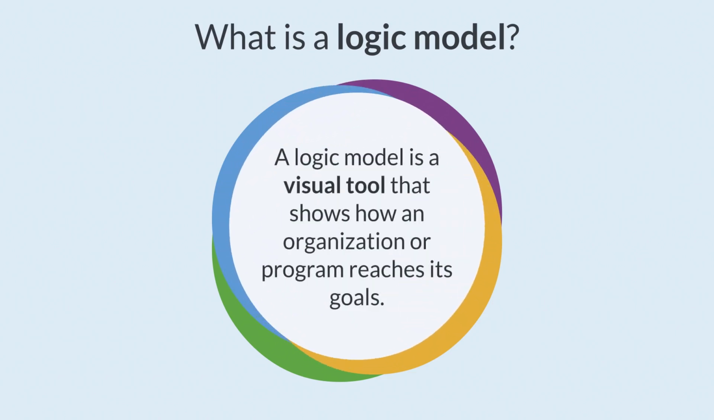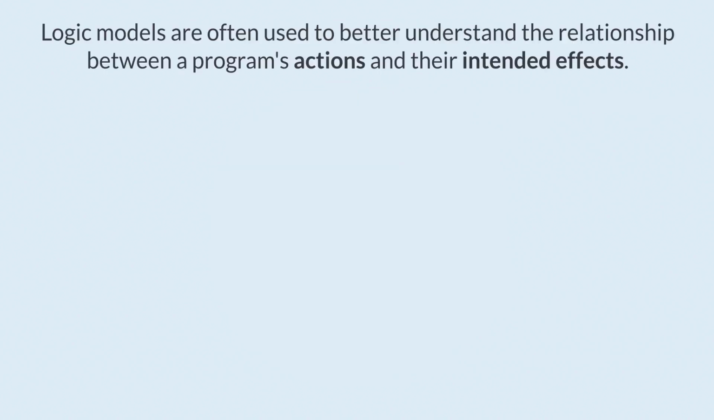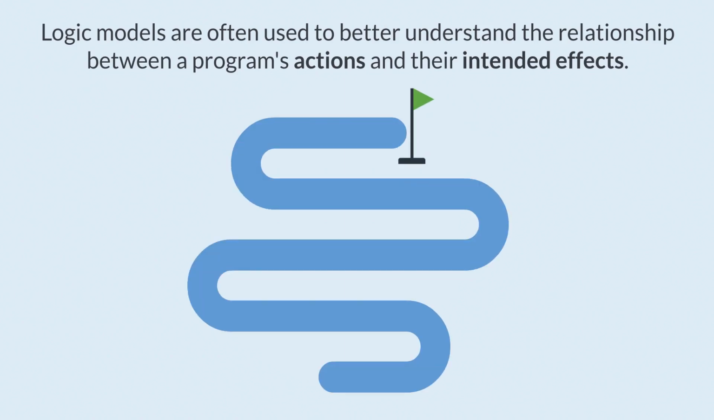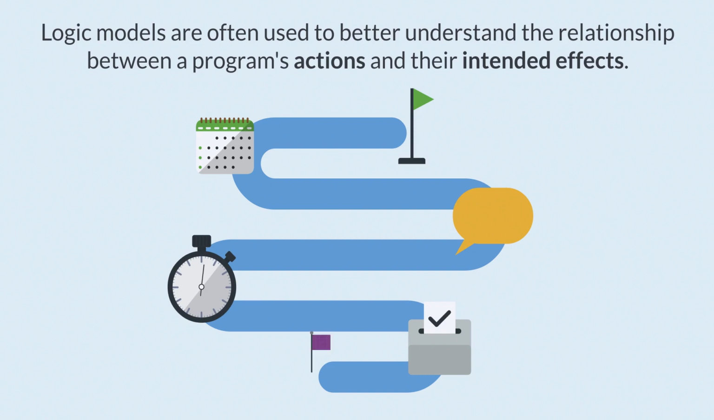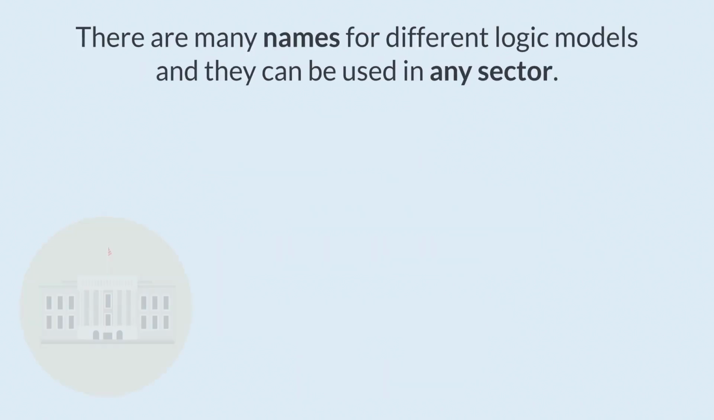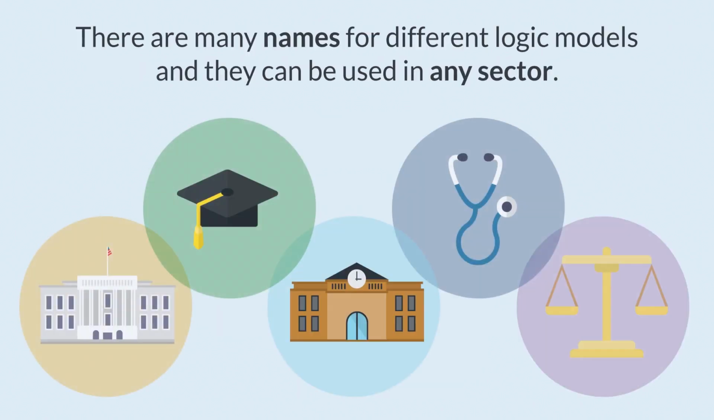A theory of impact is a type of logic model. A logic model is a visual tool that shows how an organization or program reaches its goals. Logic models are often used to better understand the relationship between a program's actions and their intended effects. There are many names for different logic models, and they can be used in any sector.